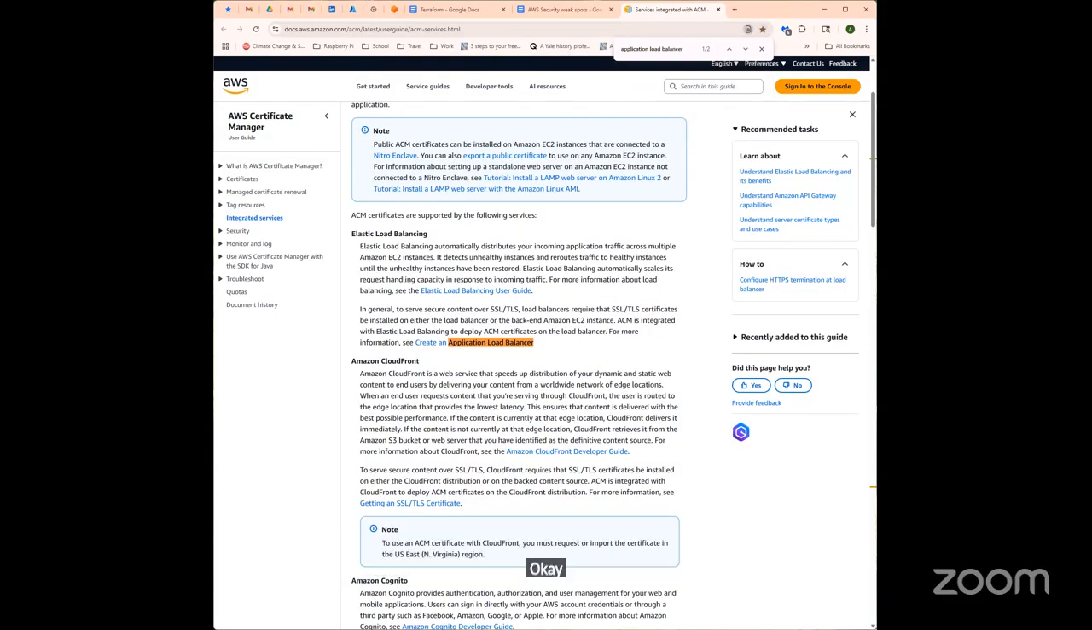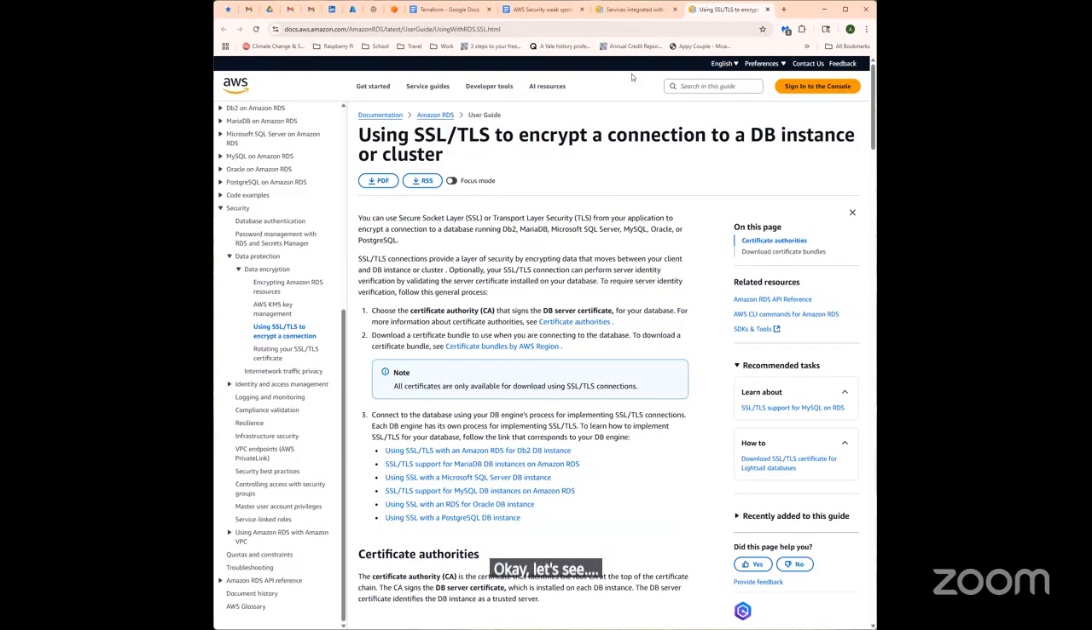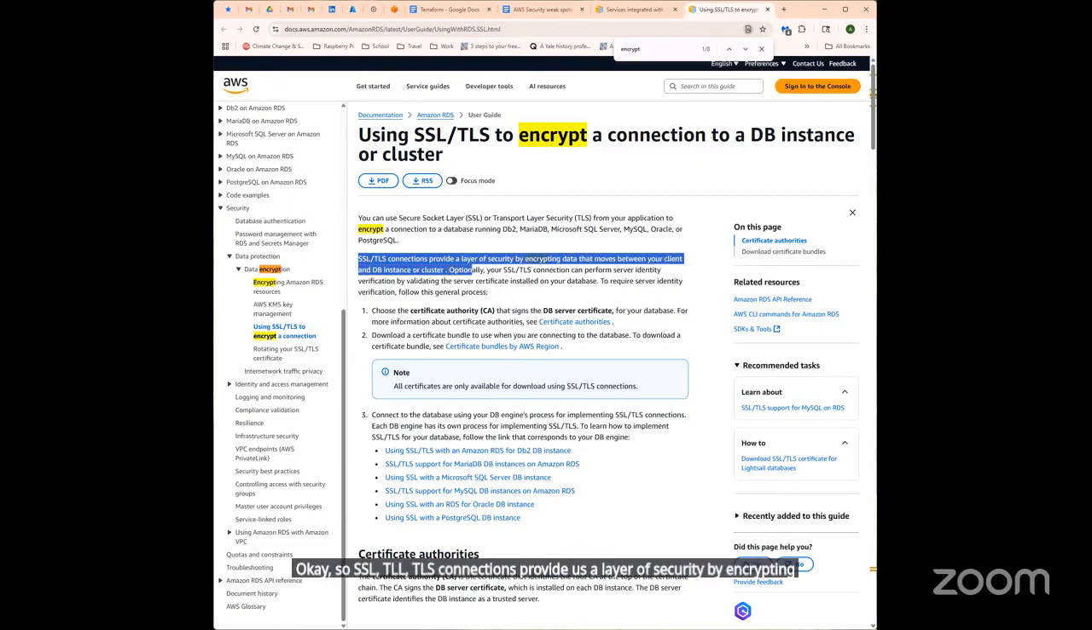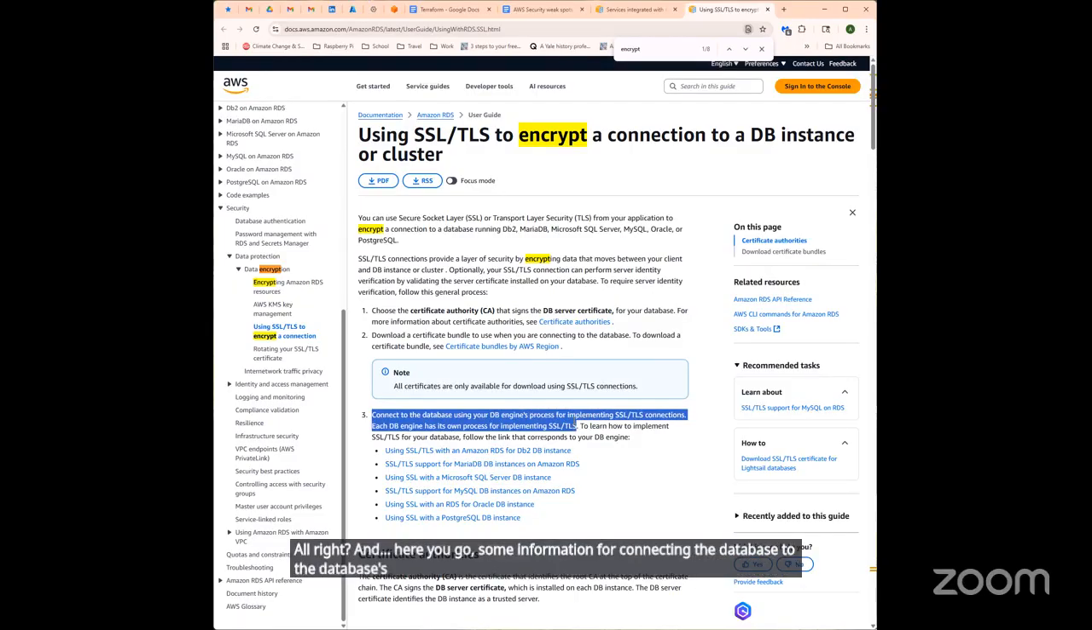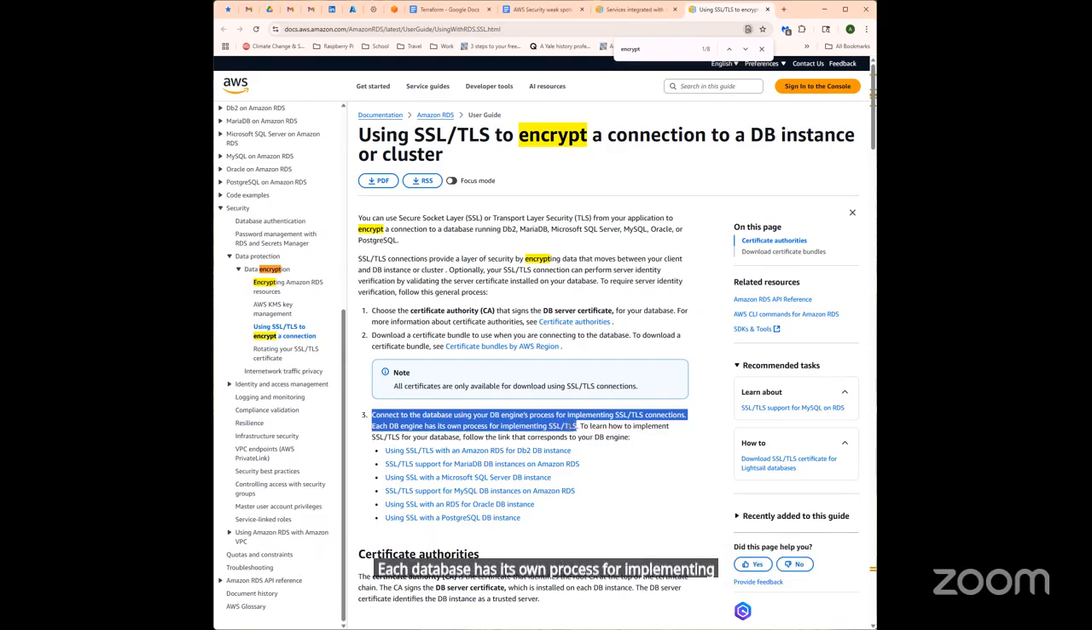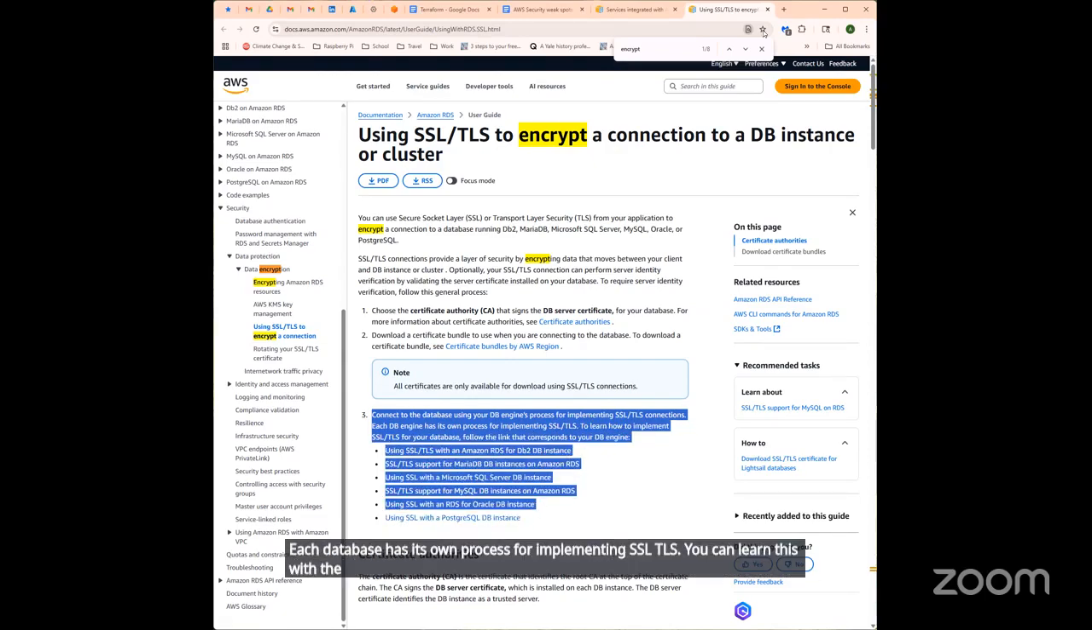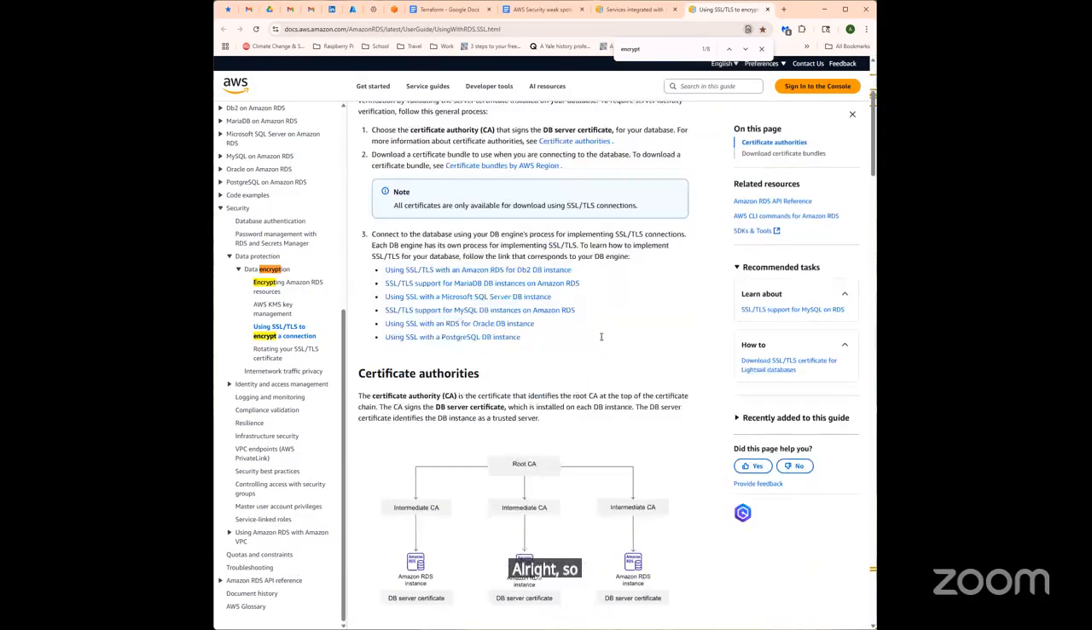Okay, let's see. SSL TLS connections provide a layer of security by encrypting data that moves between your client and database instance or cluster. That's where you're going, right there. And here you go, some information for connecting to the database engines' processes for implementing that secure connection. Each database has its own process for implementing SSL TLS. You can learn this with the links at this following page. So that's how you're going to get that.